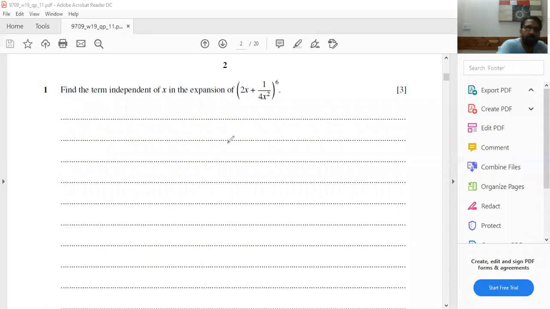Now, if you see, this is the first question. Find the term independent of x in the expansion of (2x + 1/(4x²))⁶. So we are looking for the term independent of x over here. Independent of x means the x is going to be cancelled. If we make this the power 4 and this the power 2, this is going to be cancelled with each other because the power 2 of the square is going to be 4 again.